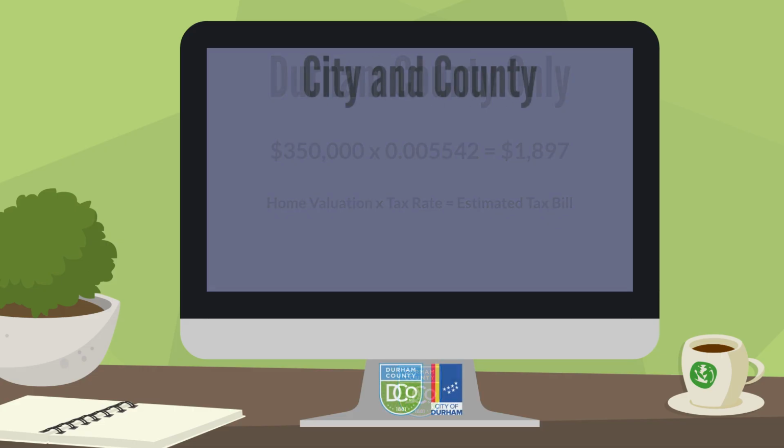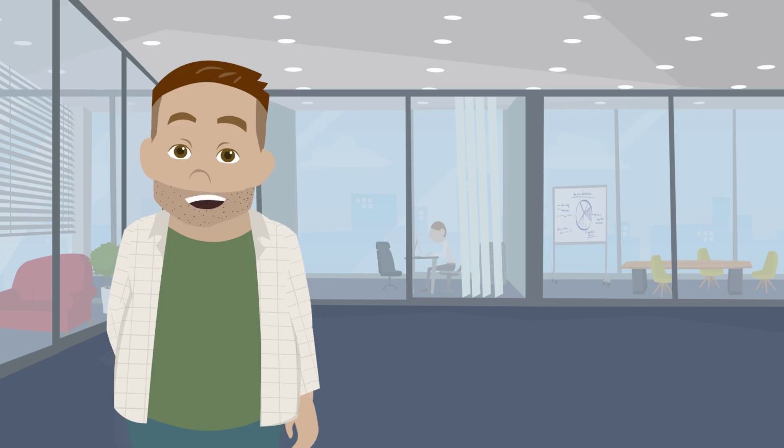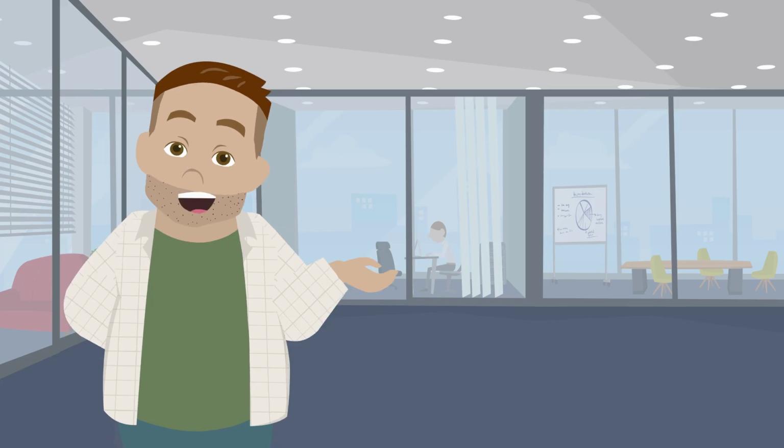For those who are residents of the City of Durham with a house valued at $350,000, you'll multiply the city's recommended rate by $350,000 for $1,529.85. You will then add that to the county estimate of $1,897 for a total estimated tax bill of $3,426.85. Please note, Durham County residents within the towns of Cary, Morrisville, Chapel Hill, or the City of Raleigh will need to use the recommended rates for their municipality.